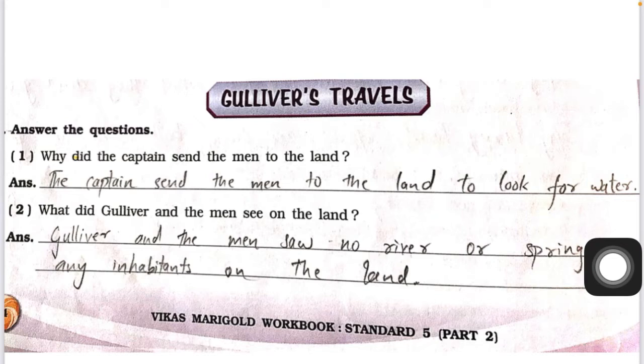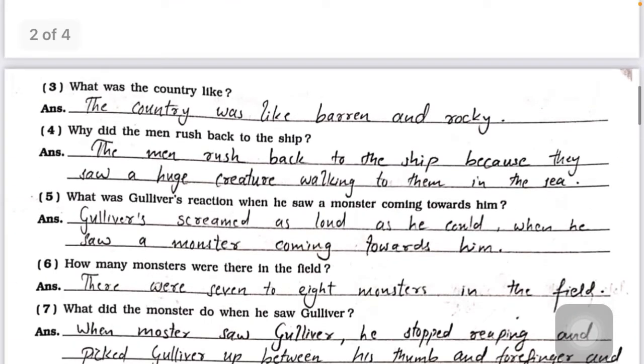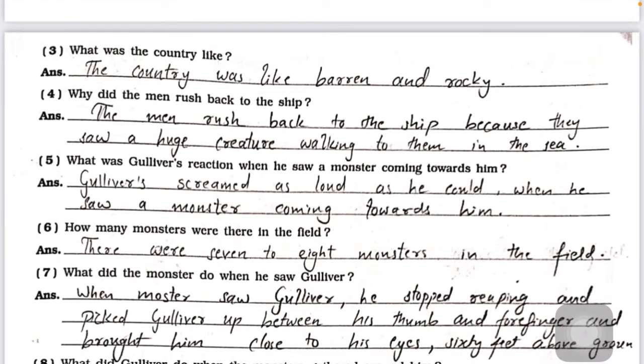Why did the captain send the man to the land? So the captain sent the man to the land to look for water. Now what did Gulliver and the man see on the land? So Gulliver and the man saw no river or spring nor any inhabitant on the land. Now third one. What was the country like? The country looked totally barren and rocky.